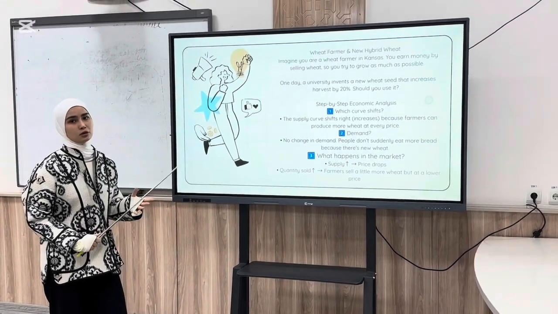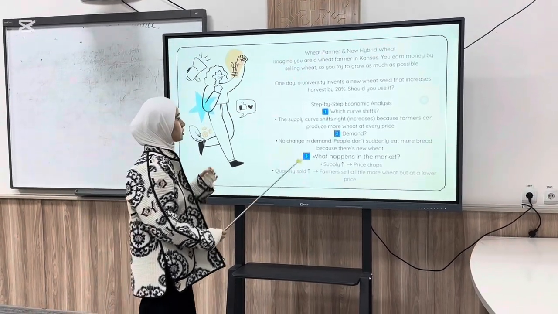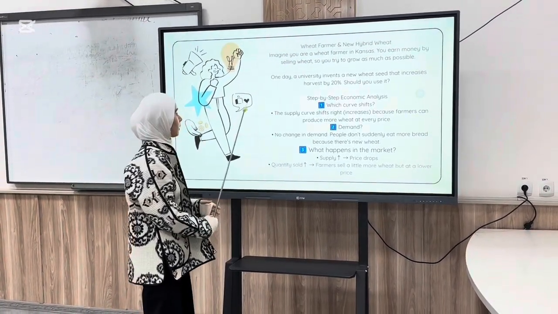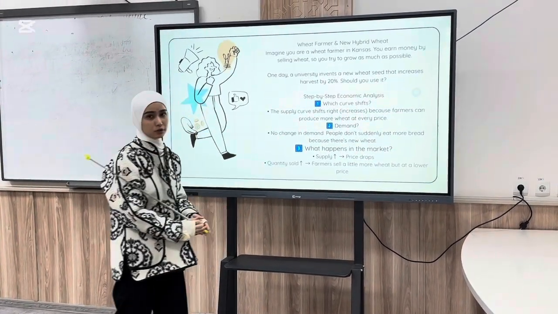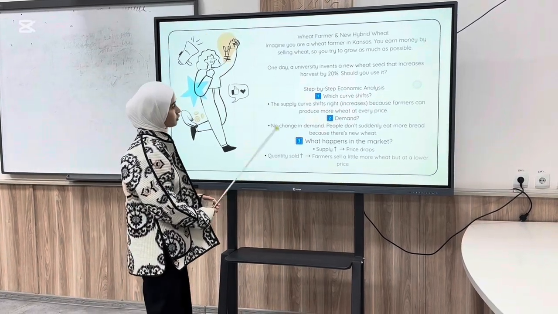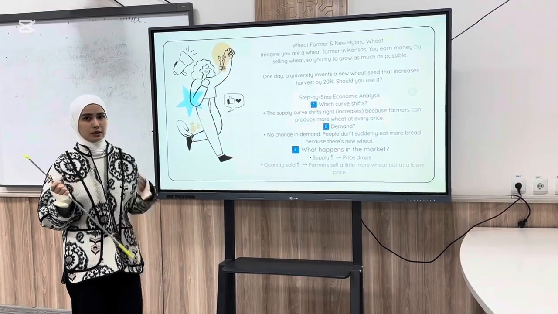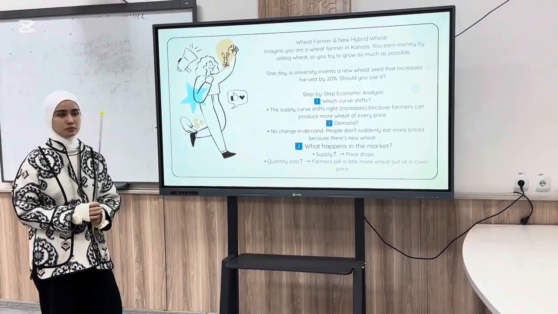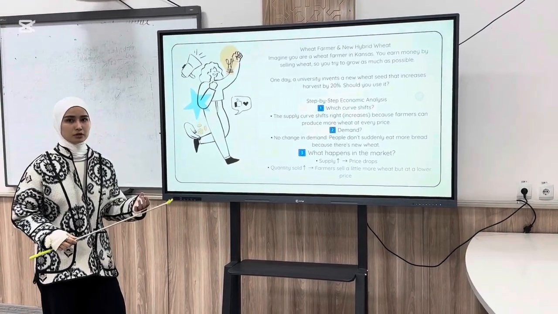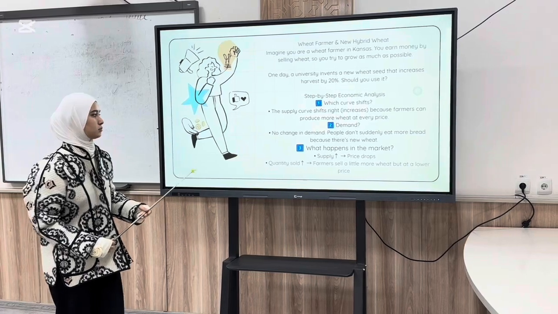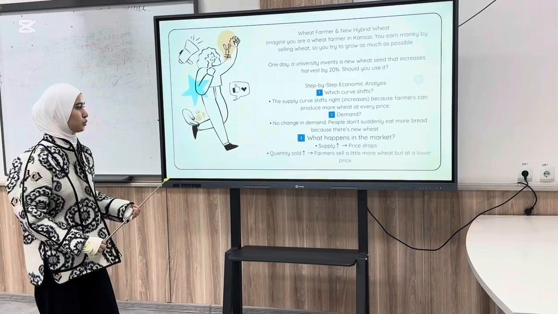So if we analyze this economic case step by step, we should look at which curve shifts. The supply curve shifts right, because farmers can produce more wheat at each price. And what about demand? No change in demand, because wheat is the main ingredient in people's diet, so people don't suddenly eat more wheat because there is new wheat.